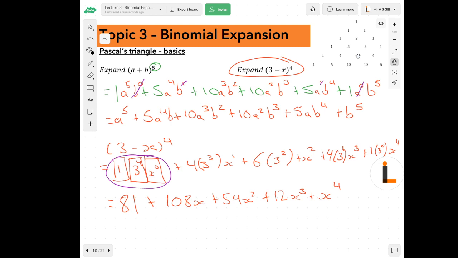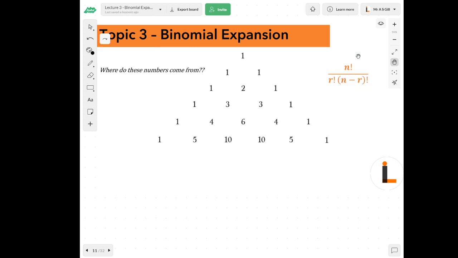And this is quite straightforward when we're dealing with very small indices, even up to 5 or maybe even 6 or 7. But once you start getting past that, it becomes very complex to first derive the triangle and then use it. So instead what we do is use this formula on the right here. Okay, n factorial, this exclamation mark here means factorial. And all that means is that number multiplied by everything that's come before it up to 1. So for example, 6 factorial would be 6 times 5 times 4 and so on, times 1.